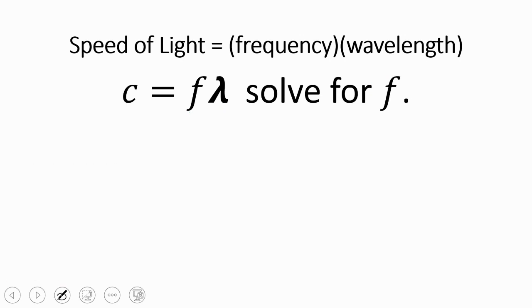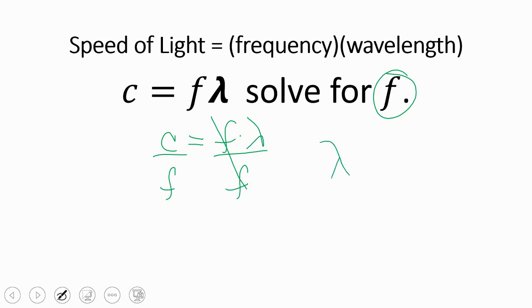I can't make it any easier. So if I'm solving for f, then it's going to be C is equal to f lambda. That's being multiplied, so I'll divide by f to move it. So the wavelength lambda is equal to the speed of light divided by the frequency of that light. And if you have that information, then you are Einstein. You are a scientist. Let's go to the next one.